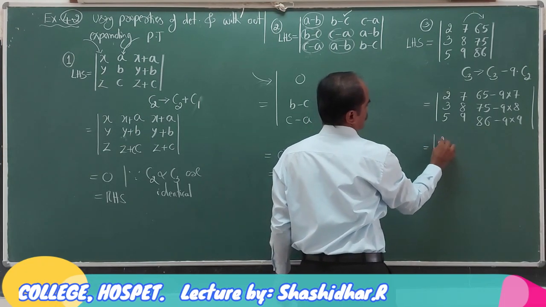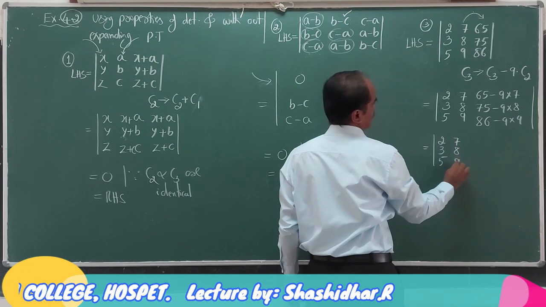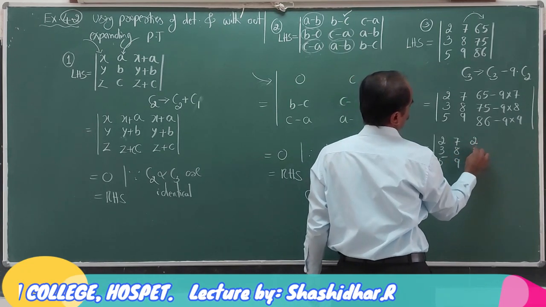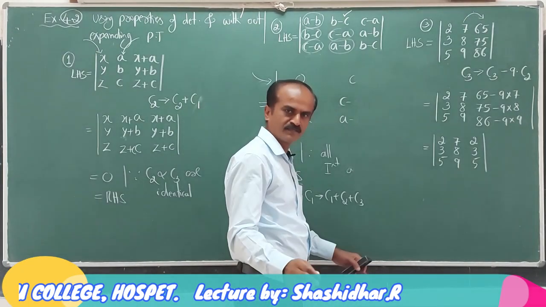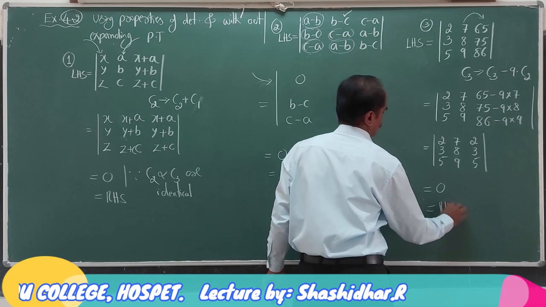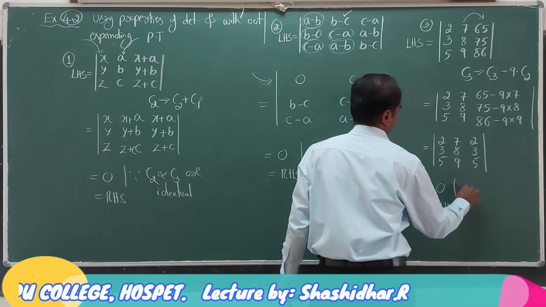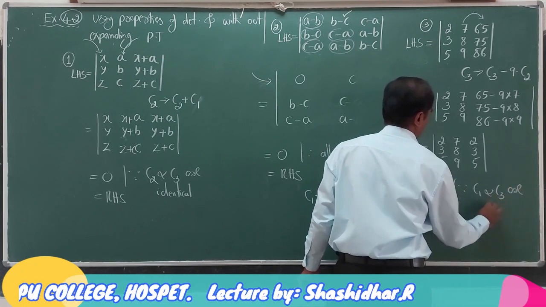Now first column 2, 3, 5. Second column 7, 8, 9. Third column 2, 3, 5. Now observe column 1, column 3. They are identical. Therefore its value is 0. Because C1 and C3 are identical.